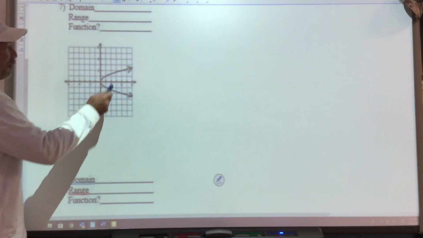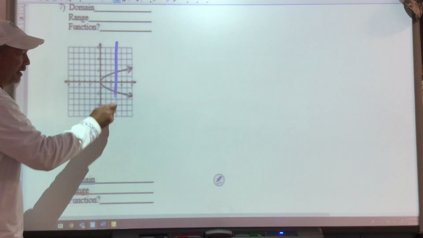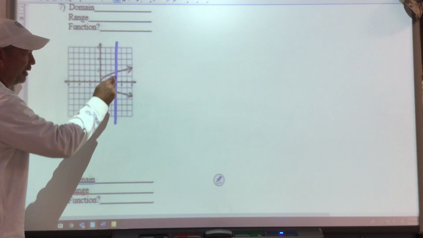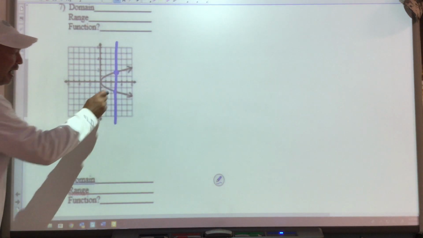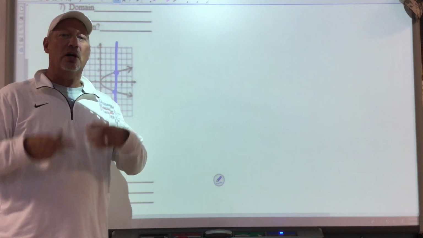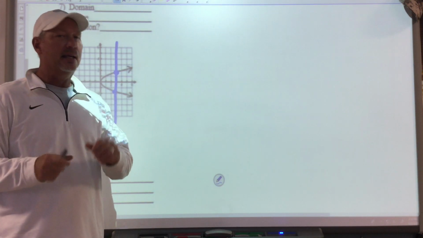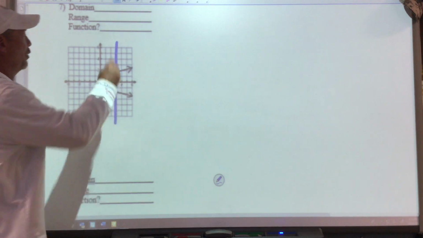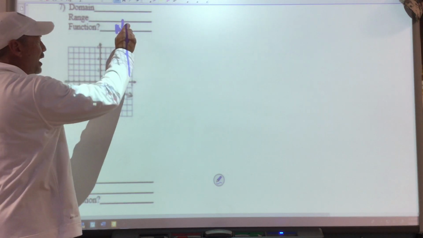If I draw a vertical line, I would touch here and I would touch there. I would touch 2 times. And if you draw a vertical line and you touch more than 1 time, it's not a function. So I would say, no, this is not a function.